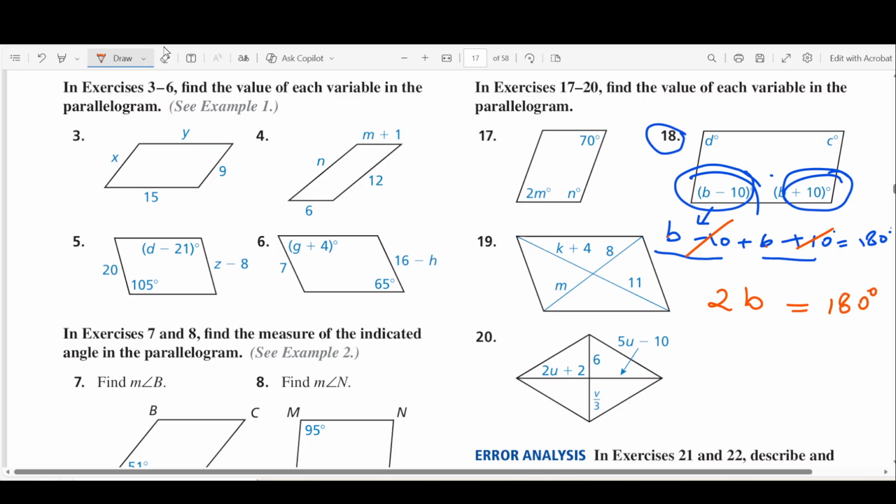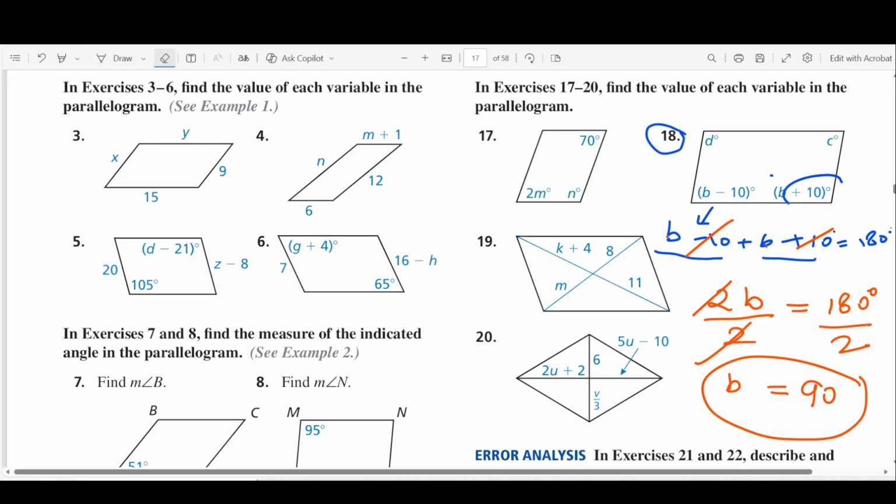So this 2 and this B, they are in multiplication. So we divide both sides with 2 to get rid of this 2 because we need B only. 180 divided by 2 is 90. Yes. So that's the value of B. Now that is just B, not these angles. Remember, this angle is B minus 10. Can you tell me how much is this angle if B is 90? 80. Yes, and this one?